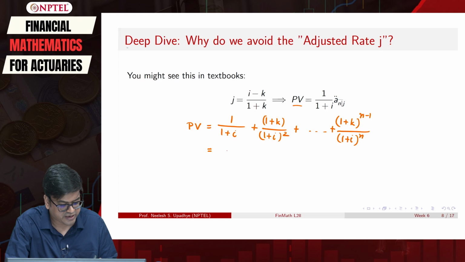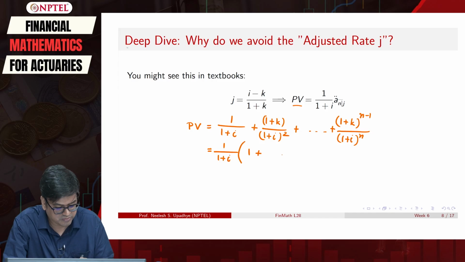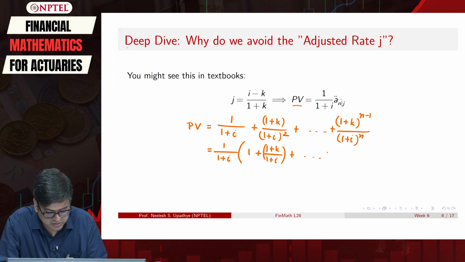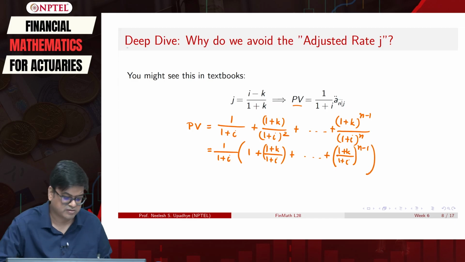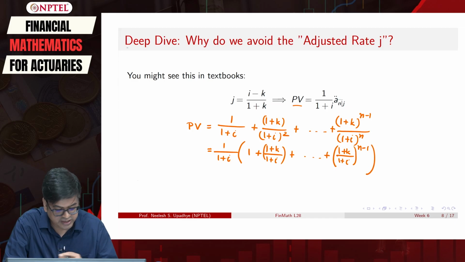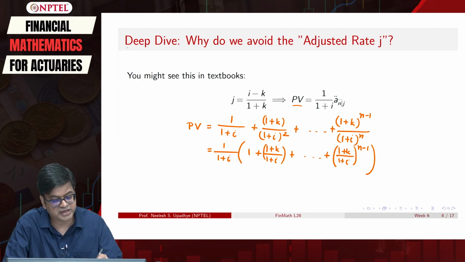We will take a factor of 1 upon (1 plus I) out, and then what we have is (1 plus k) upon (1 plus I) and so on and so forth, which will give me (1 plus k) upon (1 plus I) raised to n minus 1. Okay. So, now we have rearranged the terms. Now, we need to bring in this j.